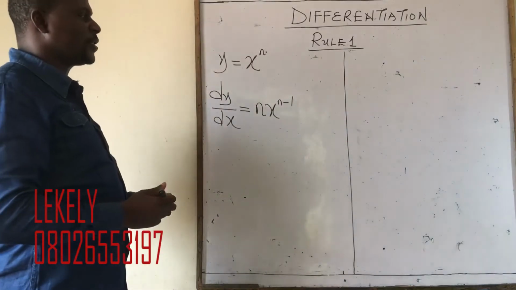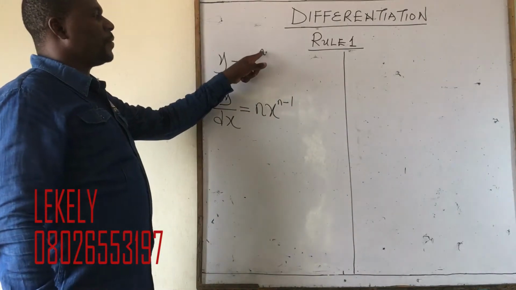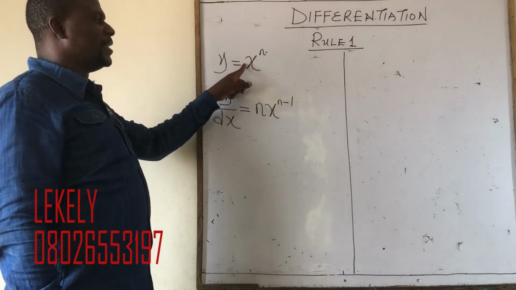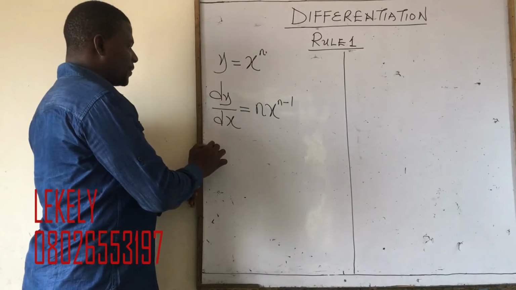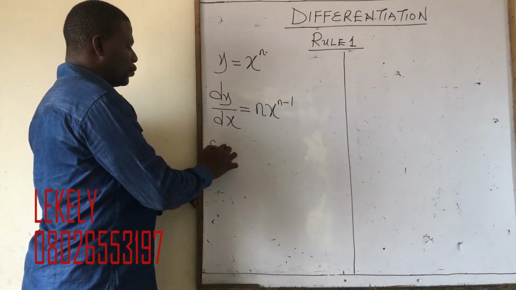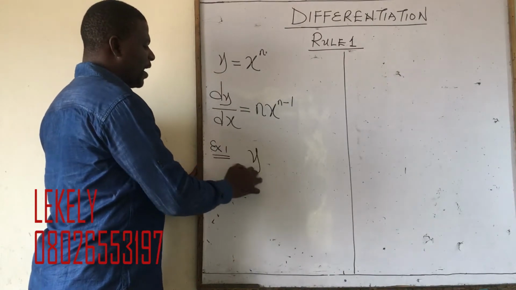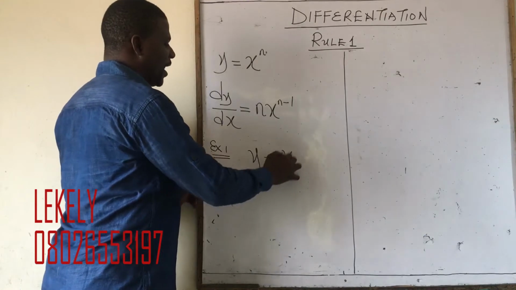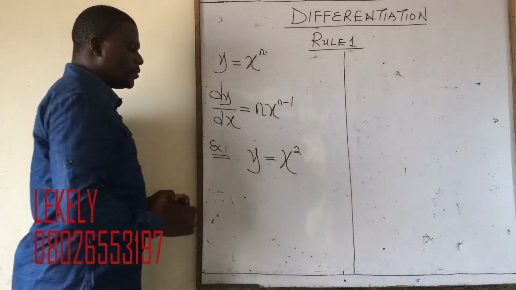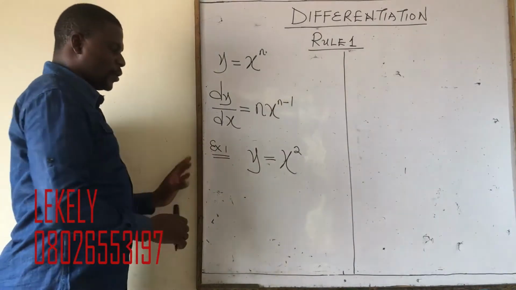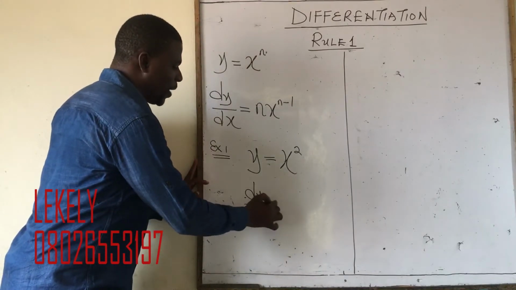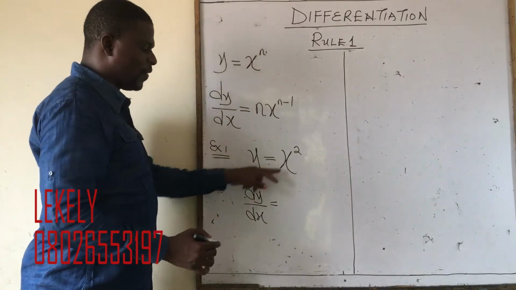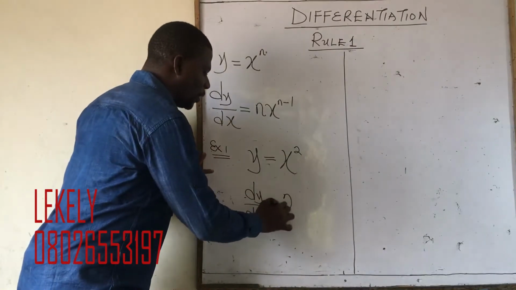That's how to differentiate. So if you have anything up, bring it down and then subtract 1 from it. For example, if I have y equals x raised to the power 2 and you are asked to differentiate, of course your answer will be dy dx. dy dx means change in y over change in x.